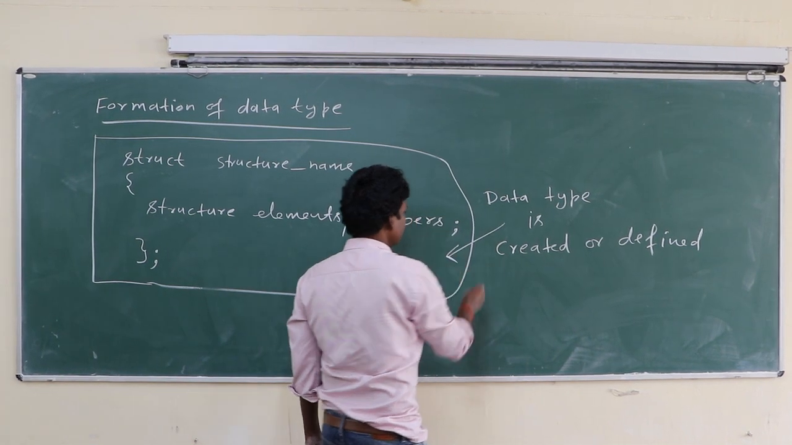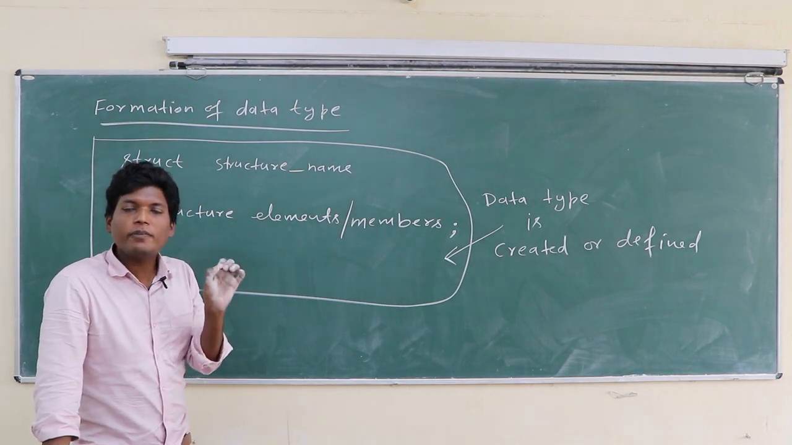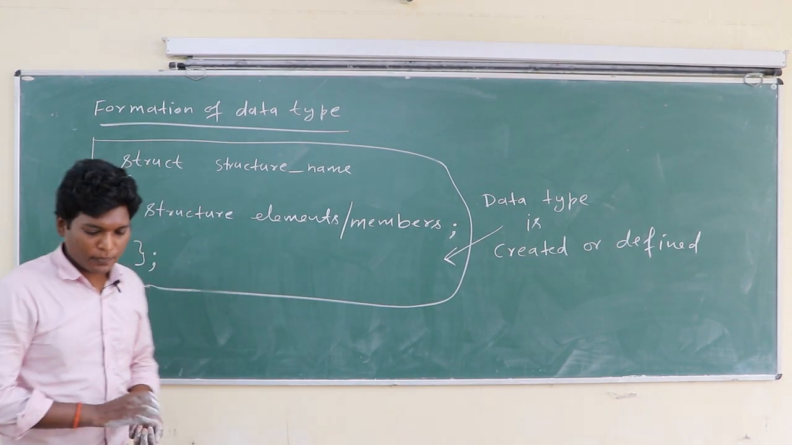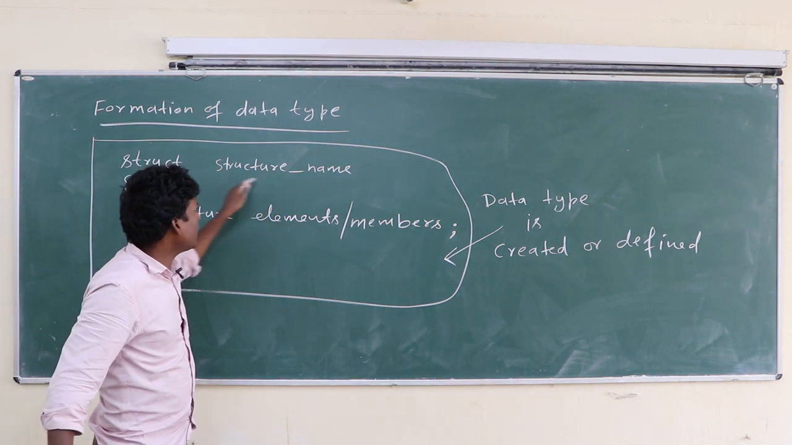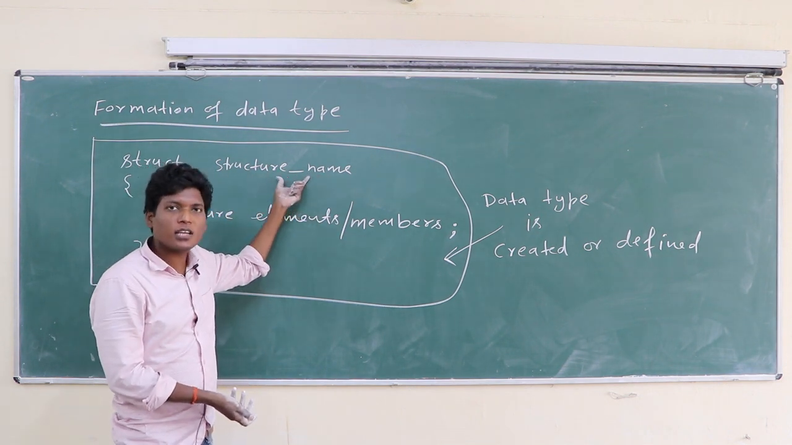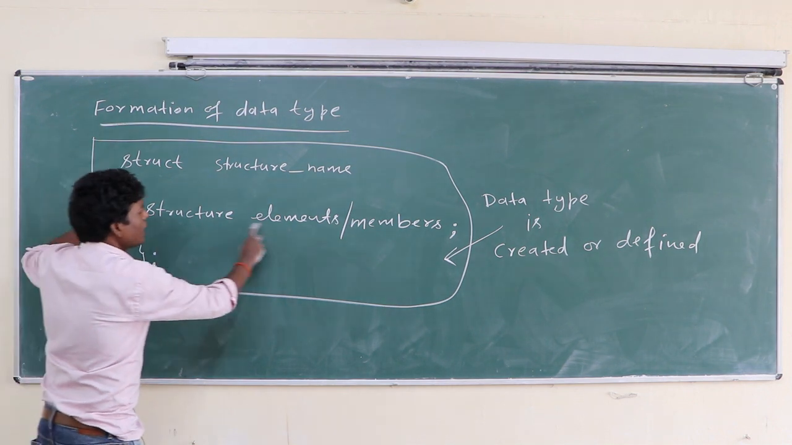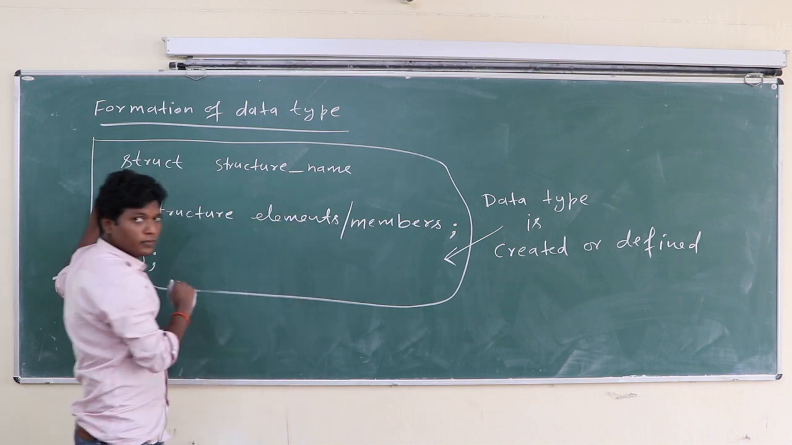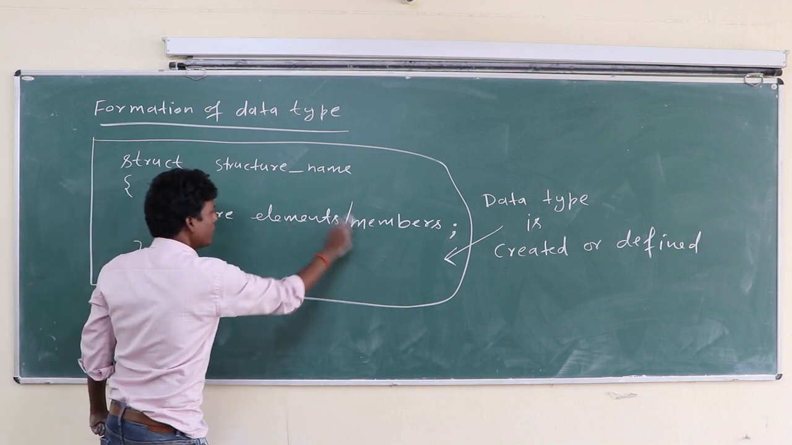Okay class, in structure first we create the data type, first we define the data type, then declare its variable. So class, struct is a keyword, you have to write it as it is. Here the structure name, you can write anything: A, B, C, student, employee, I, J, K. It is a structure name, but struct is fixed. It is the struct keyword. And in this bracket there are structure elements. Lots of structure elements can be here. Structure elements are also called structure members.